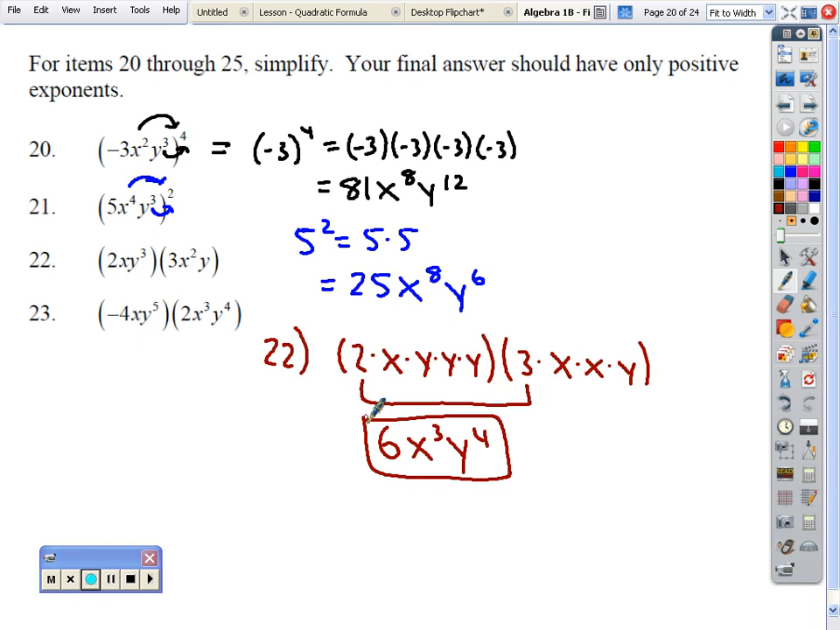23 can be done in the same way, but now that you see how to do it, we're just going to do it real quick. We're going to say negative 4 times 2, which is negative 8. Now I'm going to add the exponents. X by itself is really x to the 1, so I have 1 plus 3, which gives me x to the fourth power. Then I have 5 and 4, which is 5 plus 4, and it's going to be y to the 9th power. So that's the answer for 23.